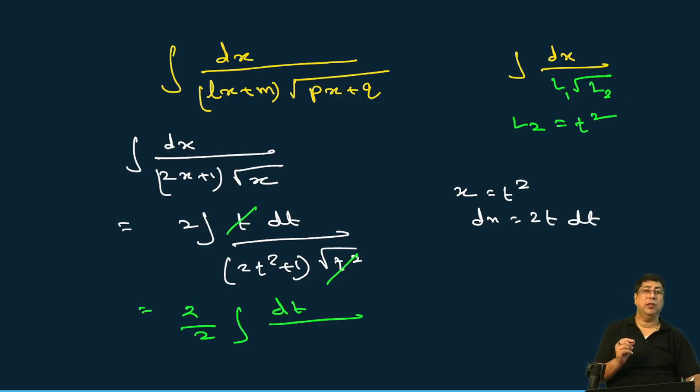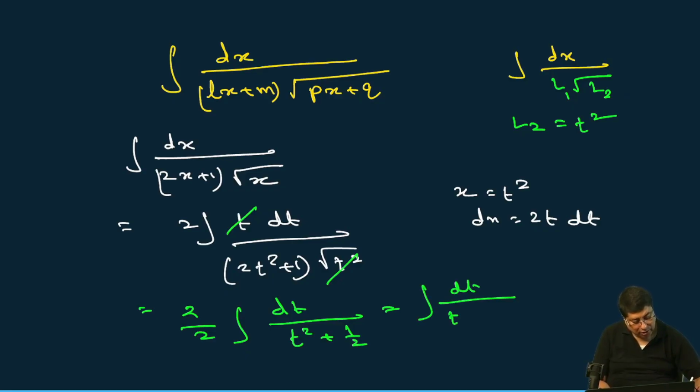Let's remember one thing. There's another way also, but it's better that we keep the coefficient of the square as unity. So in this case, t square plus half, I can write here dt by t square plus (1 by root 2) square. Therefore I can write here 1 by a tan inverse x by a, so 1 by a tan inverse t by (1 by root 2) plus c. Now we can calculate.